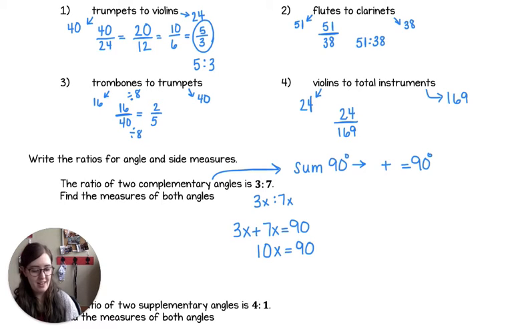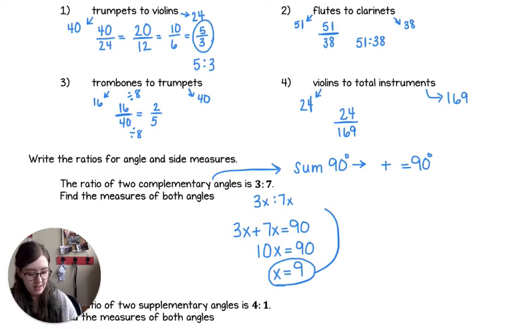We'll divide by 10 on both sides. So x equals 9. Now that's all fine and dandy, but make sure that you're actually answering the question that they're asking for. It says to find the measures of both of the angles. Well, we were trying to figure out what number I multiplied by originally. Turns out it was 9.